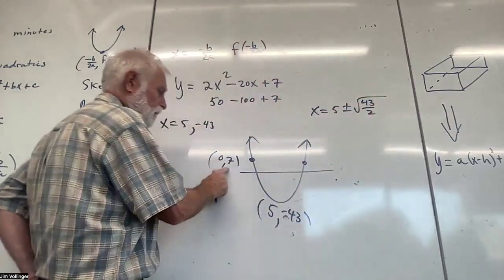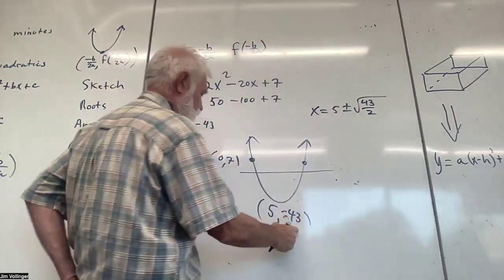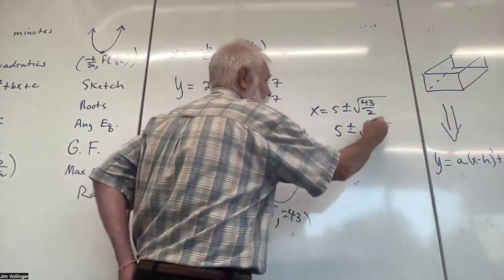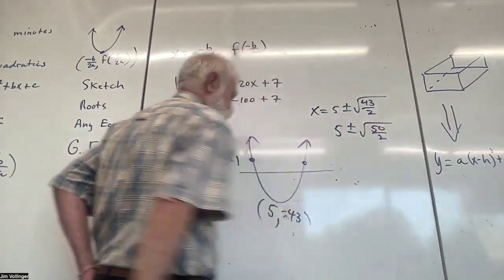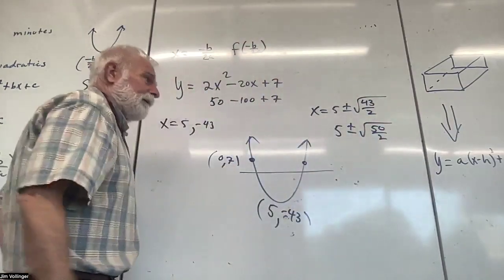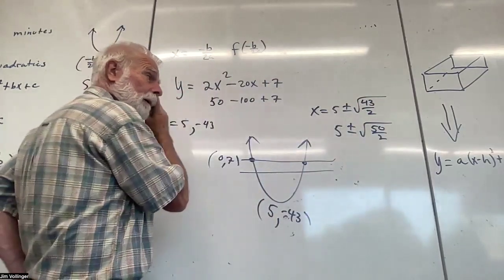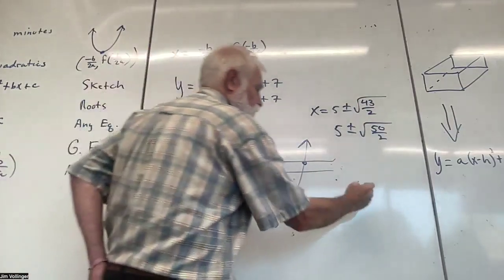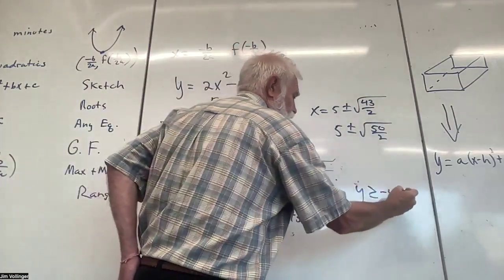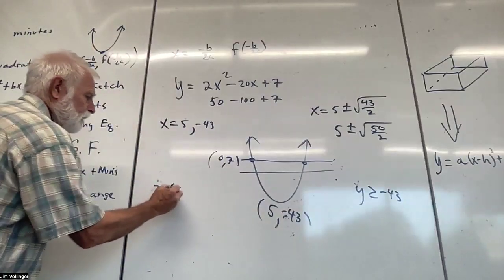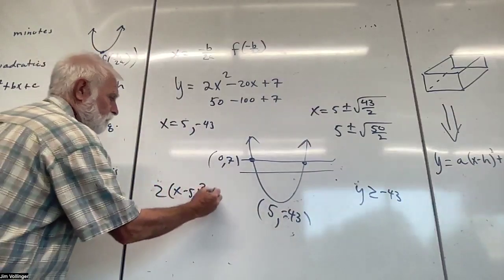You want to find when it equals 7, then you would go from negative 43 to 7, you would go 5 plus or minus the square root of 50 over 2. That's how far it is. And then you would have found that height. So go ahead and check it out. So what's our range? Our range is y values greater than or equal to negative 43. What's our graphing form? Our graphing form over here, 2 times x minus 5 squared minus 43.